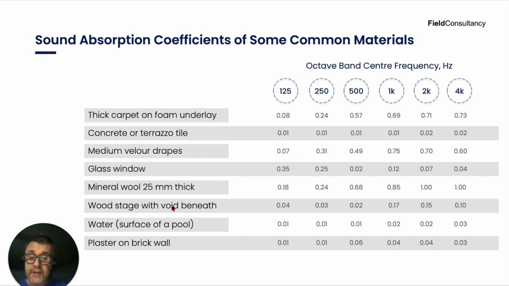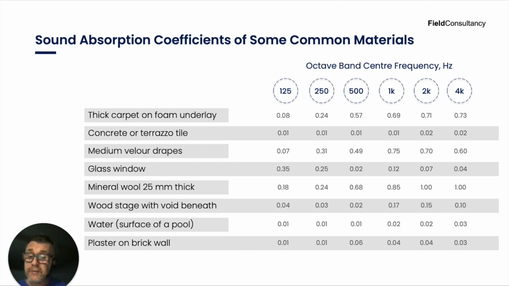And then a wood stage with the void beneath, which I mentioned before. In this case, it's a wood floor. It's getting very little sound absorption at the lower frequencies because it's a hard reflective material. Then at the mid frequencies here, and mid-higher frequencies, we're getting some sound absorption.